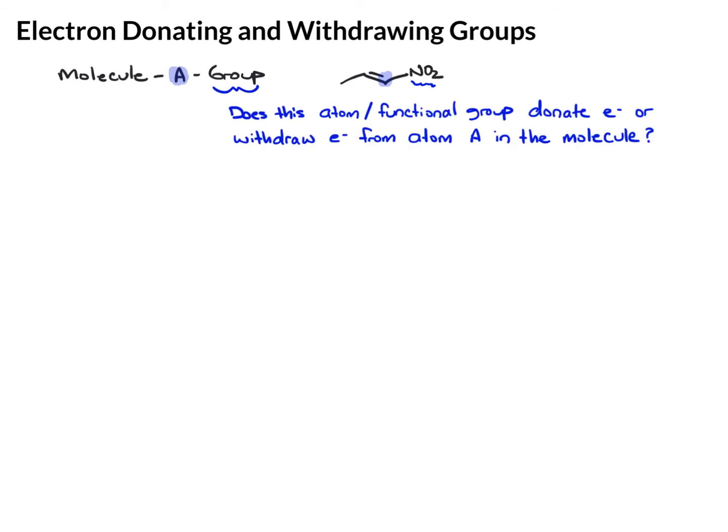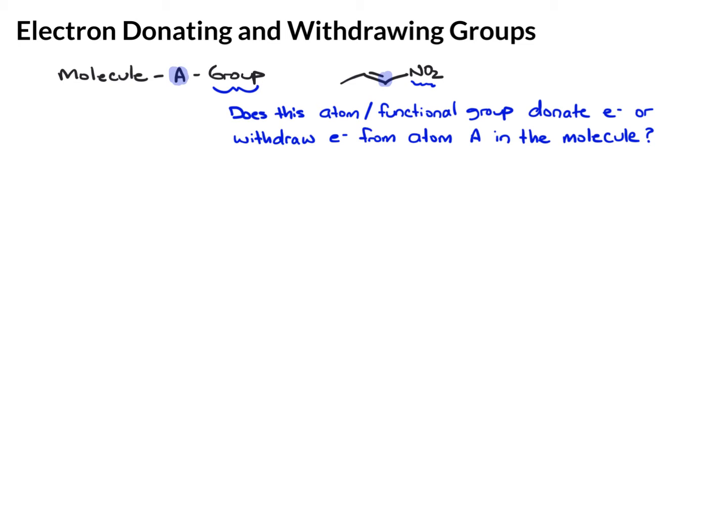So just to put this in perspective in an actual molecule, let's say we have this. What we're interested in might be this particular carbon, that's atom A, and then our group would be the Nitro Group, and thinking about how it affects atom A. So for the group, here's the question we're asking. Does this atom or functional group donate electrons or withdraw electrons from atom A in the molecule?